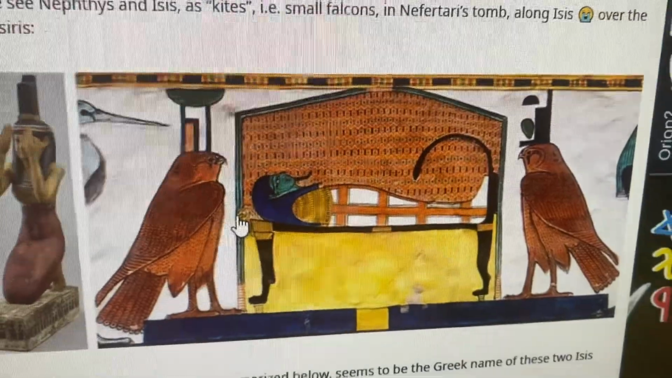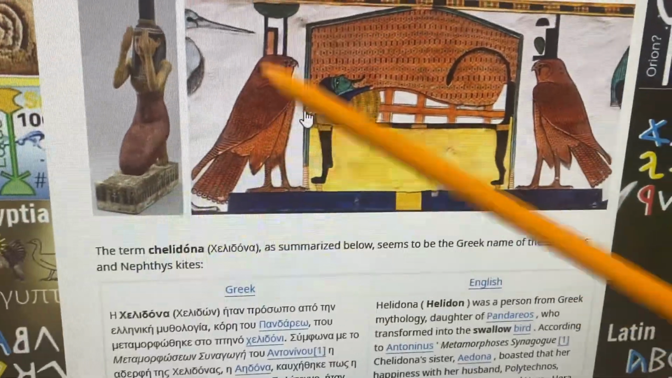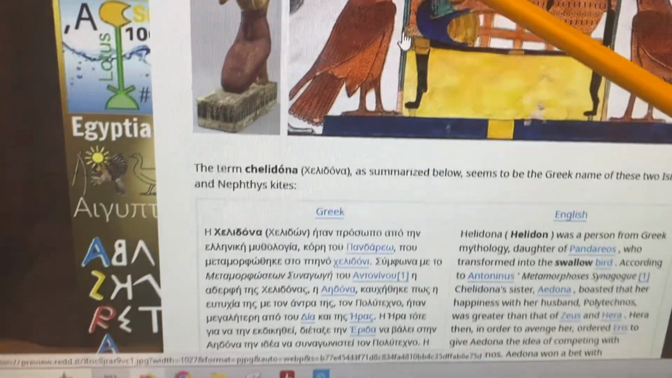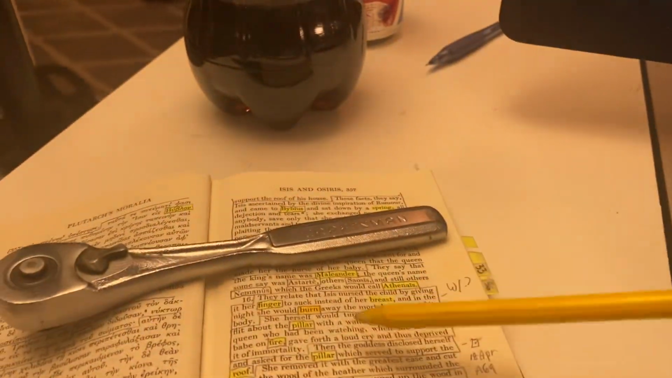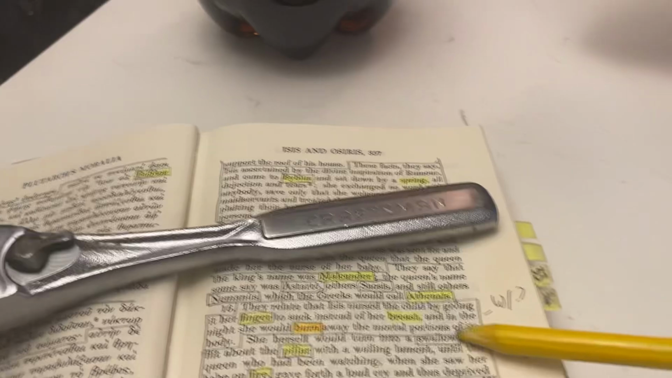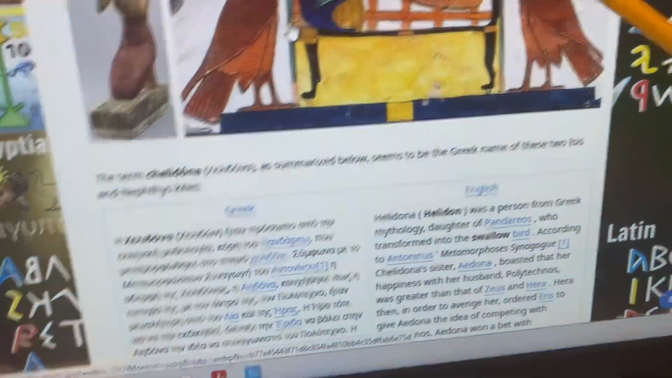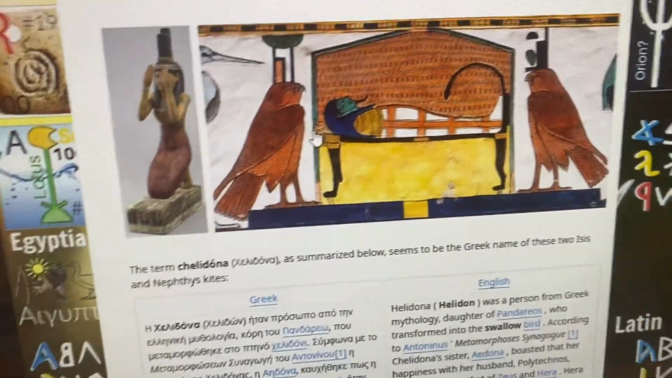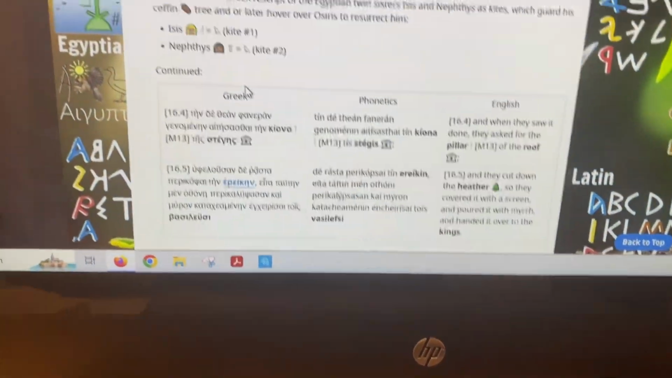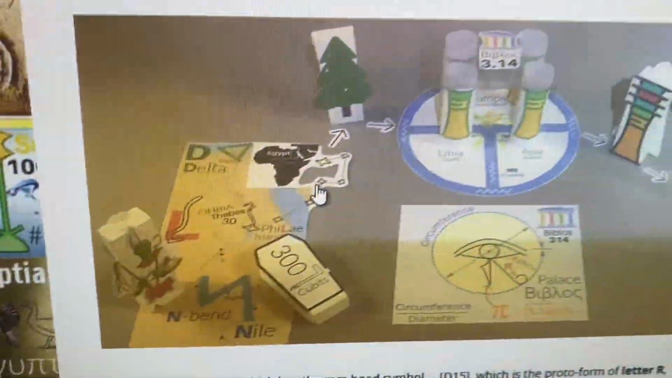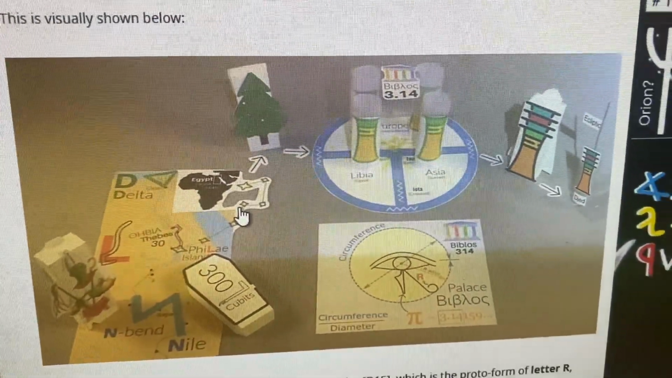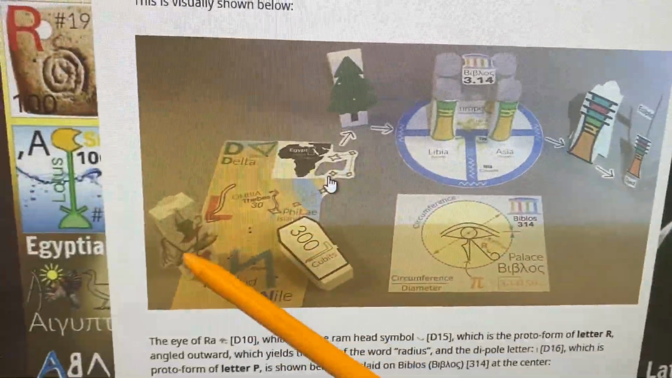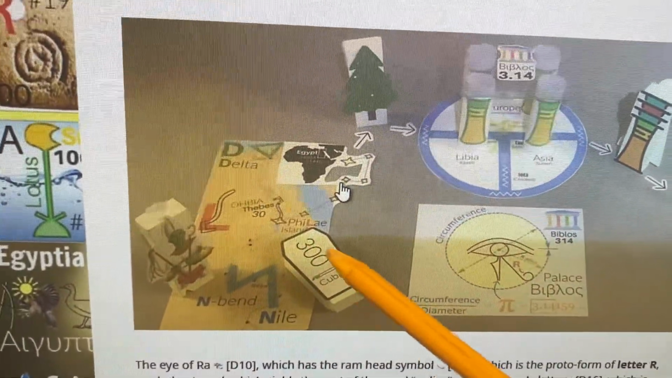And there's the two falcons or kites wheeling about the pillars. Isis is crying here, where it says here that Isis turns into a swallow. This is the Greek word for these two falcons. This is Isis and this is Nephthys, twin sisters. And there's Osiris trapped in his chest right here. There's a diagram of the situation. Osiris is trapped in a 300 cubit chest.